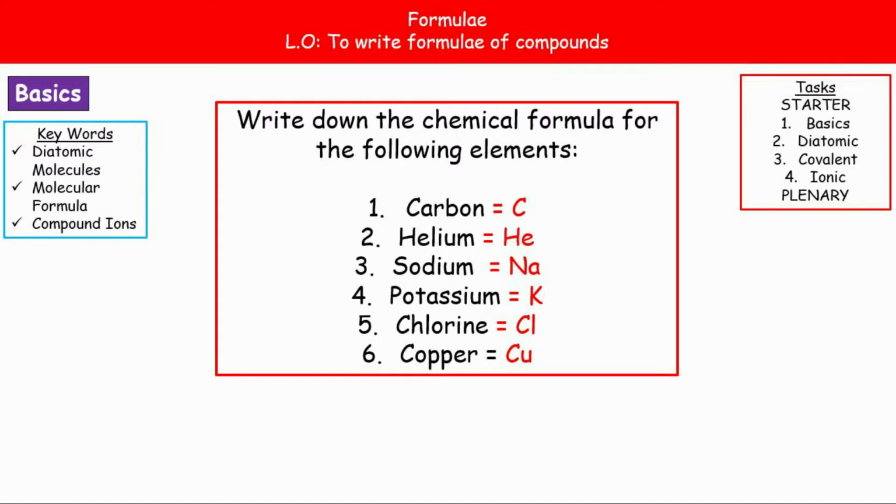Okay, let's mark those then. Obviously tick any you got right so that you can give yourself a score out of 6 at the end. So carbon is a capital C. Helium, capital H, lowercase e. Sodium is a capital N, lowercase a. Not S, because sodium goes with the Latin name natrium, hence why it's Na. Potassium is a capital K, again, not the P, go careful. Chlorine is a capital C, lowercase l, and copper is capital C, lowercase u. So add up your score out of 6 and write that in your book for me.